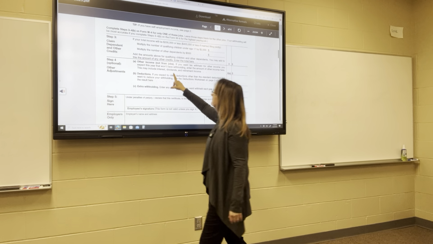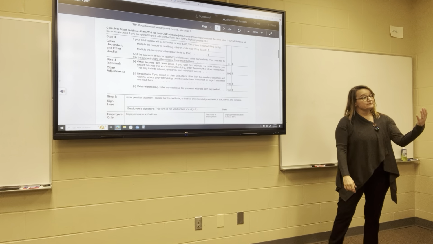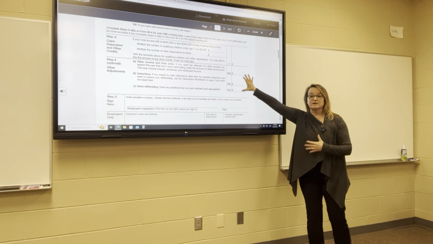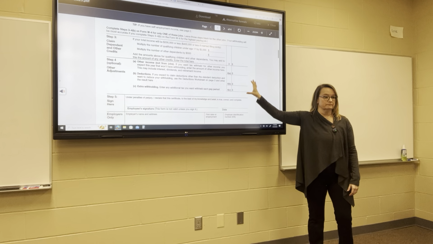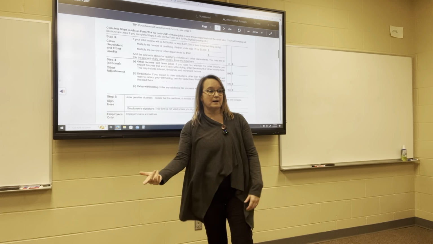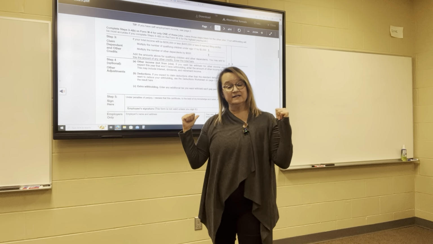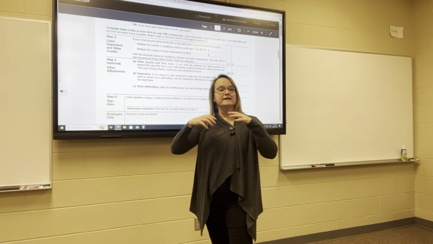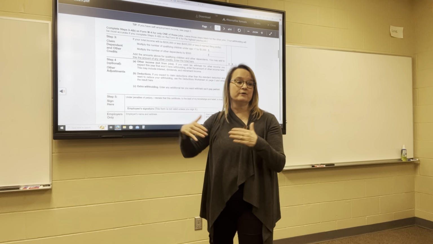Step 4, this is for supplemental income. And again, this is at the discretion of the employee whether they want to fill this out or not. It's optional for them. If they have other jobs or other types of income where they don't have taxes withheld, they can claim that income here and have withholding through this job for that other income.